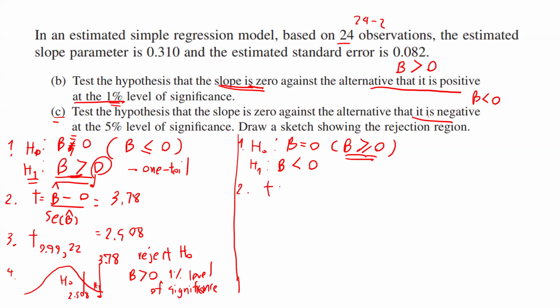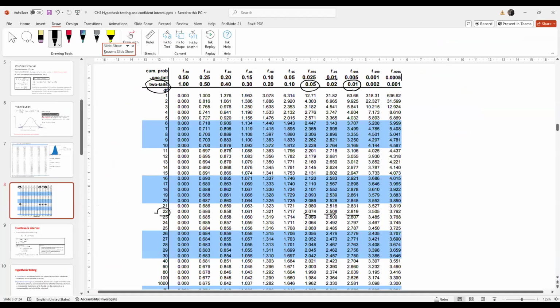Second step, again, this formula, the same. So you can put this number. Third step is one tail, but one tail at 5%. So you have to open the 5%, 22. Go to the table, 5%, one tail, 22. Okay, one tail, 5%, 22.